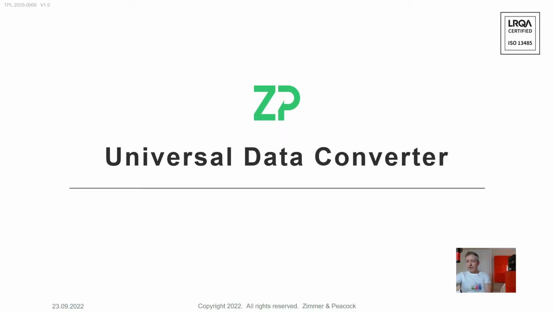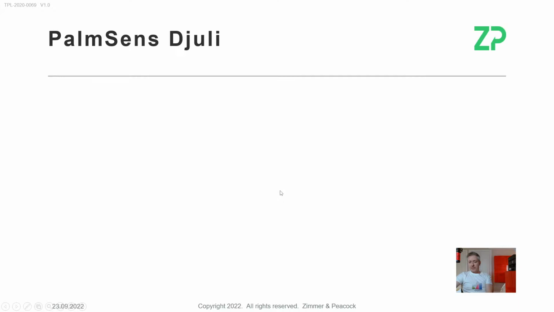Hi, this is a quick video about the Universal Data Converter, which is part of Djuli. Djuli is a cloud database that we have at Zimmer & Peacock, and it's for the storage, sharing and analysis of data. And it's particularly good at electrochemical data.